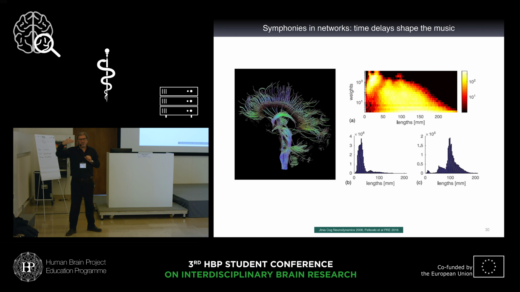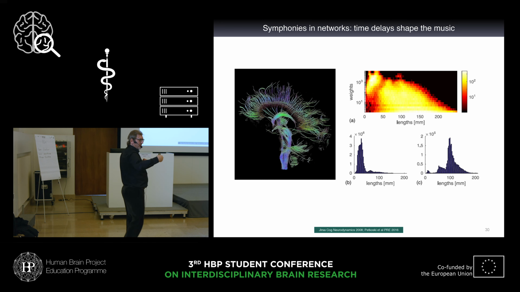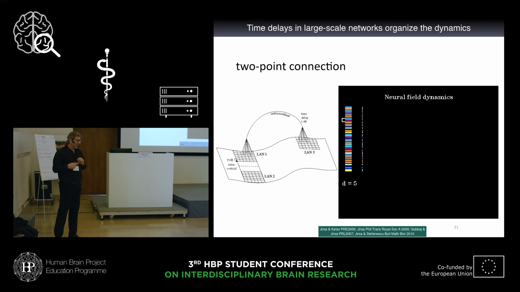And if the operation frequencies in our brains are, let's say, gamma, then we're talking about 40 hertz. Then we're talking about 20 to 25 milliseconds. So this is well in this range. Hence, time delays matter. This is a little toy problem that I typically like to show.